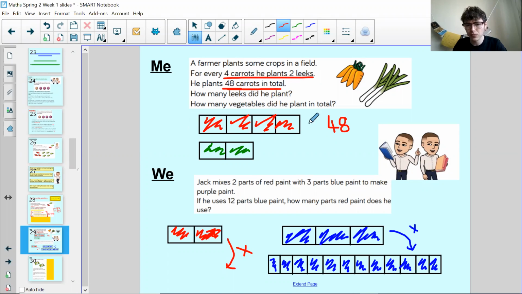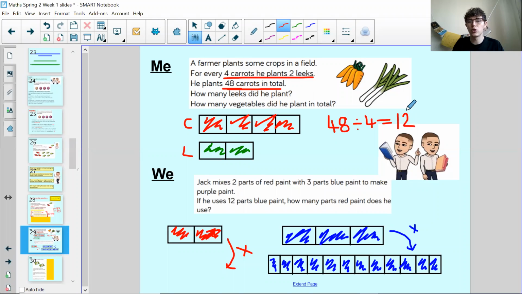So the first thing I'm going to do is draw out my bar model. I know that for every 4 carrots, he plants 2 leeks. So I'm going to have my 4 carrots here and my 2 leeks in the green. He has planted 48 carrots, so we've got our 48 next to our carrots here. So we need to work out how many times our carrots have gone into this 48. We know there's 4, so we can do 48 divided by 4, which gives us 12.